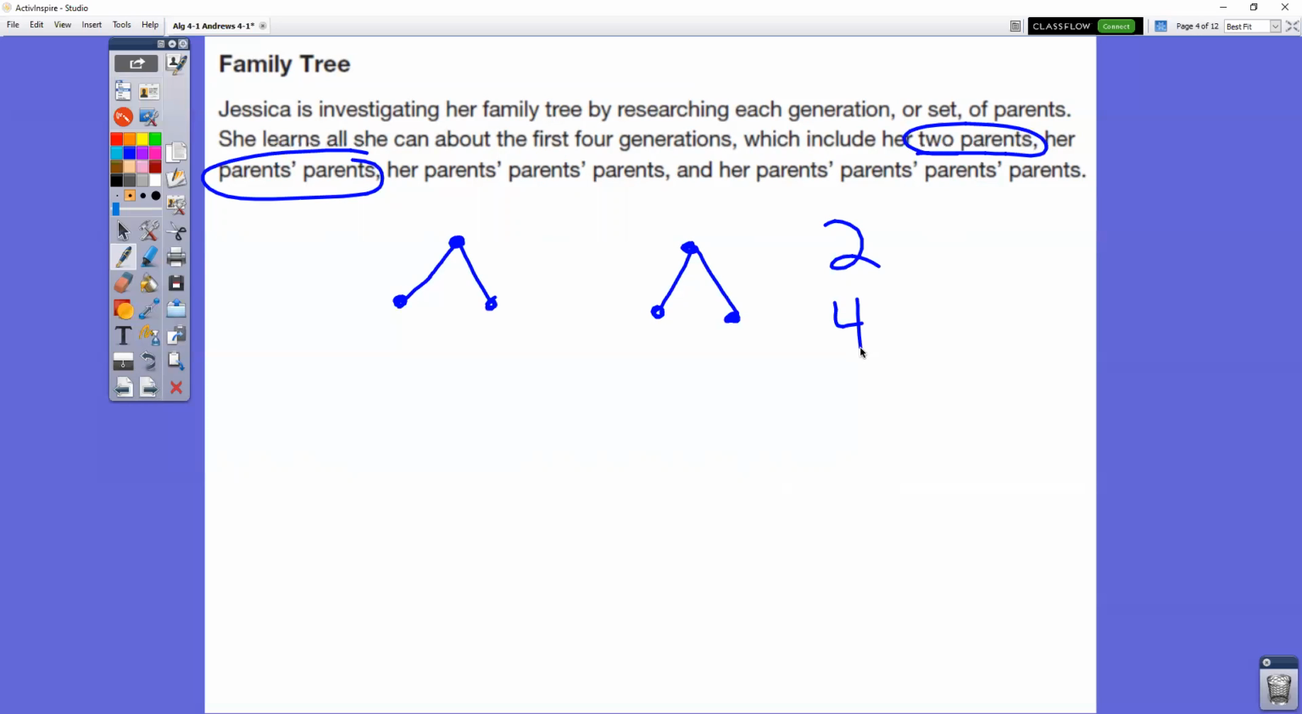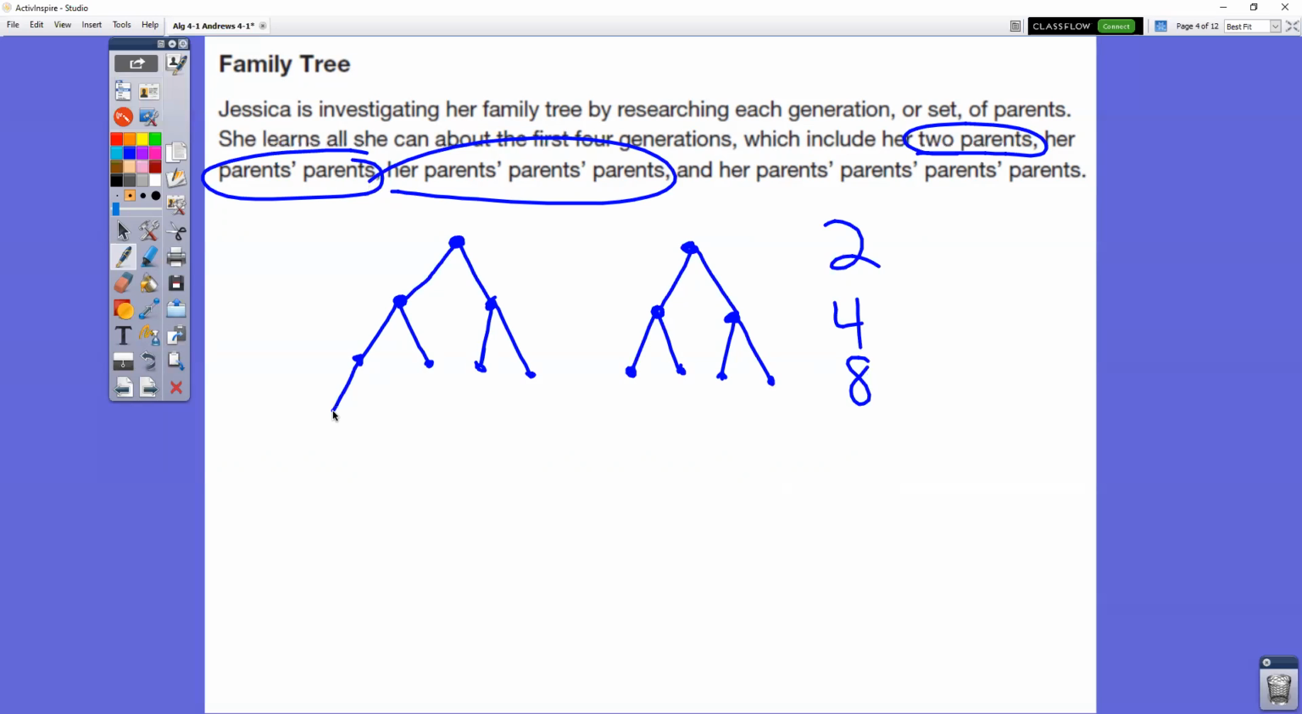Well, each of those parents had parents as well. So mother, father, mother, father, mother, father, mother, father. So now we're looking at 1, 2, 3, 4, 5, 6, 7, 8. So now we took care of her parents' parents' parents. The next one, each of those parents had 2 parents as well. Mother, father, and so on, for 8 more pairs. So now there are 16.